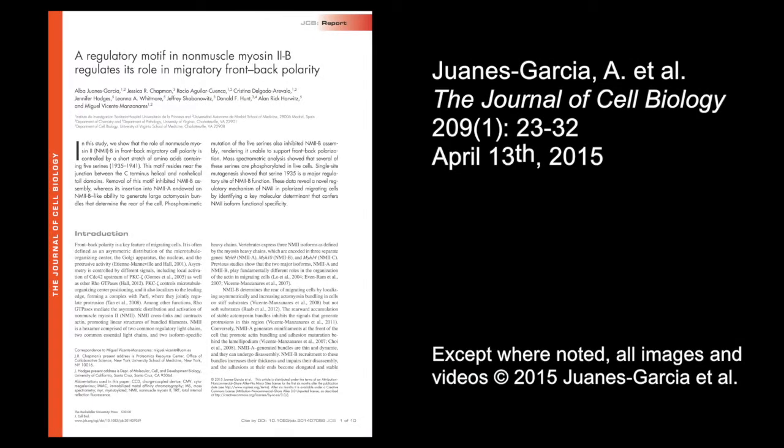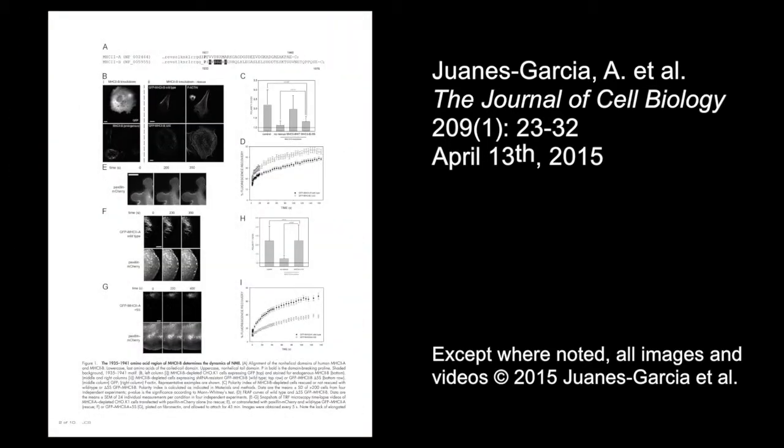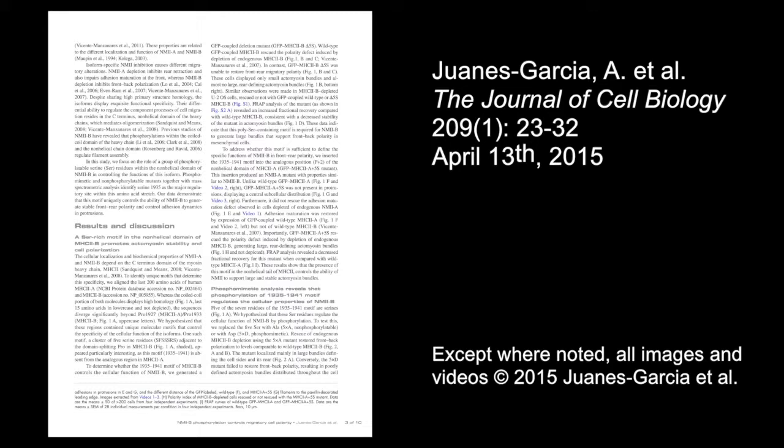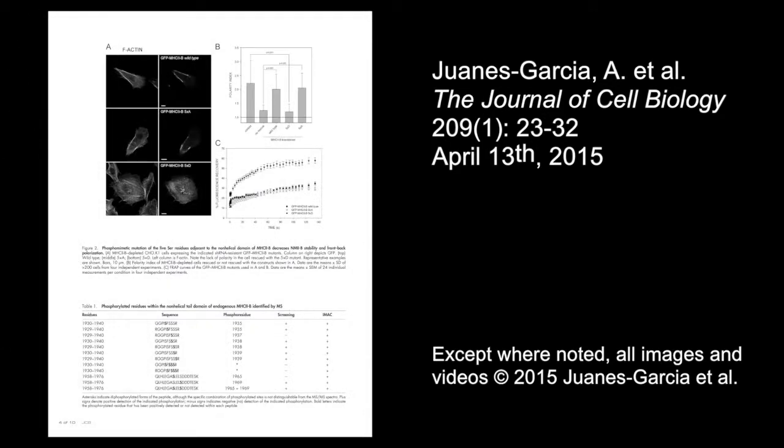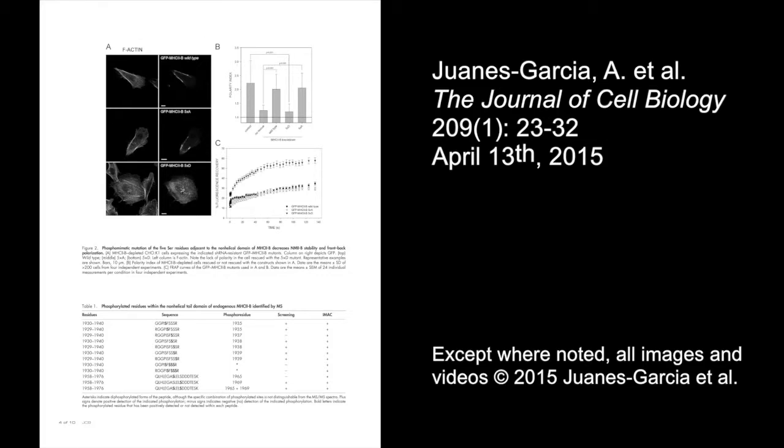For now, though, you can learn more about how a regulatory motif in non-muscle myosin II-B regulates its role in migratory front-back polarity in the paper by Juanes-Garcia et al., published in the April 13, 2015 issue of the Journal of Cell Biology.